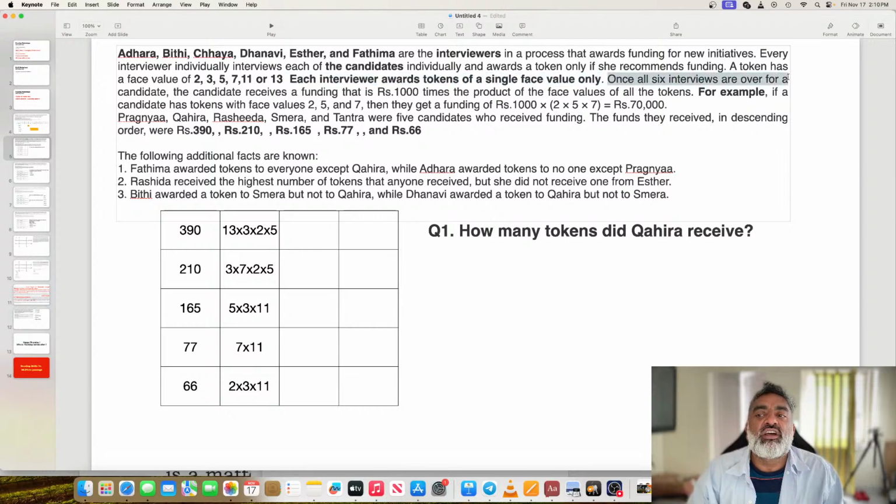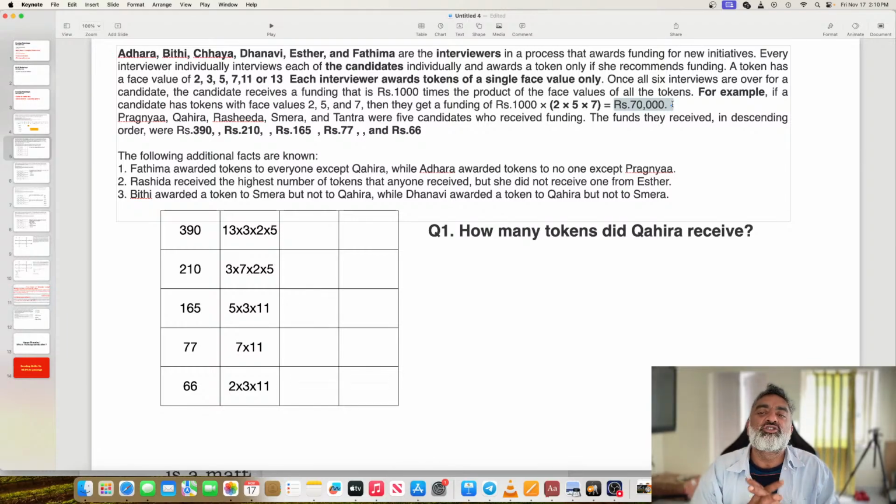Once all six interviews are over for a candidate, the candidate receives a funding that is rupees 1000 times the product of the face value of all the tokens. Again, this might be difficult, but it immediately gives you an example. Examples make our life easy. If a candidate has tokens with face value 2, 5, and 7, right? So there is some candidate, he got three tokens, the values were 2, 5, and 7. They get the funding of rupees 1000 into 2 into 5 into 7. So you multiply the token values and then you just throw 1000 at the end, right? So this 2 into 5 into 7 is 70 and my total amount is 70,000.